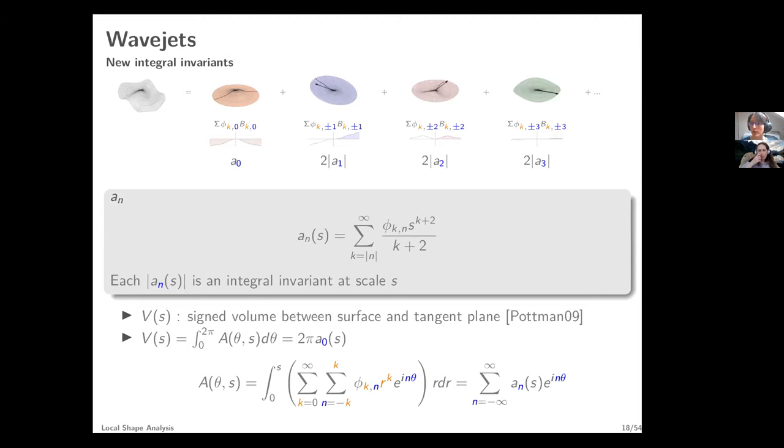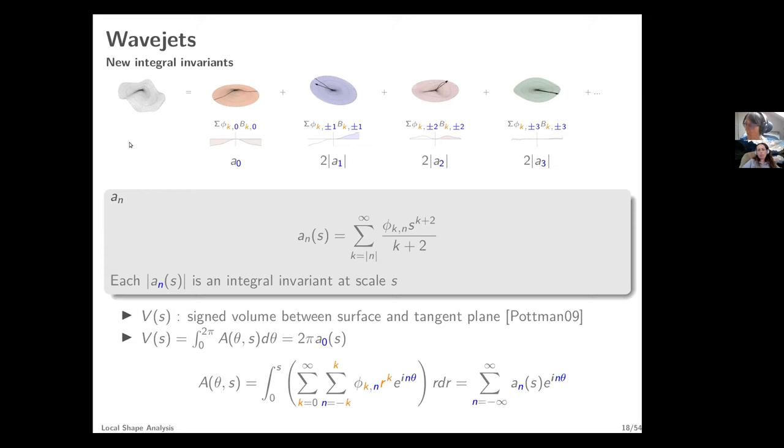The wave jets also permit us to introduce new integral invariants. An integral invariant is something you can compute locally by aggregating measures at a certain scale, and which is invariant with respect to a translation and rotation of the surface. It was originally introduced in 2006 by Mani for images, and Helmut Pottmann worked a lot on that in 2007-2009, and in particular he introduced an integral invariant, which is the signed volume between the surface and the tangent plane.